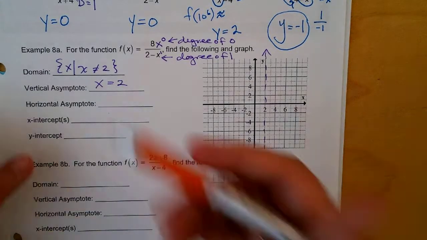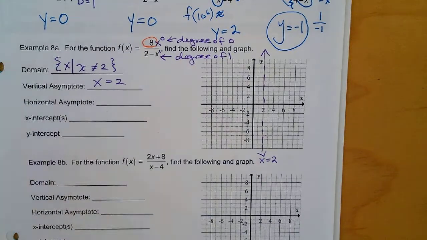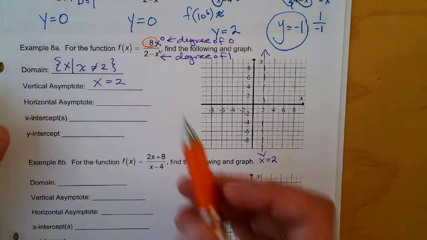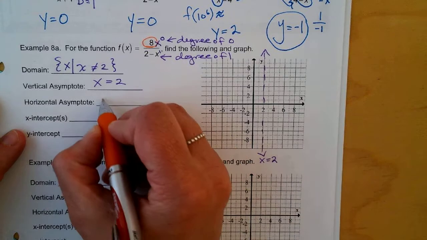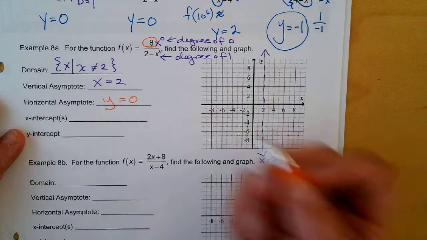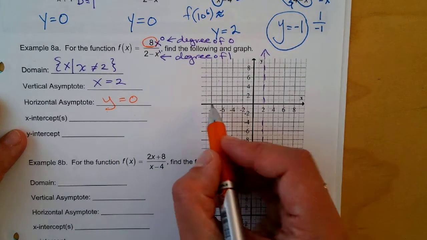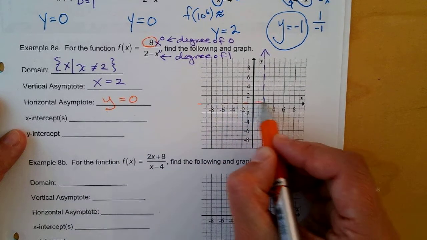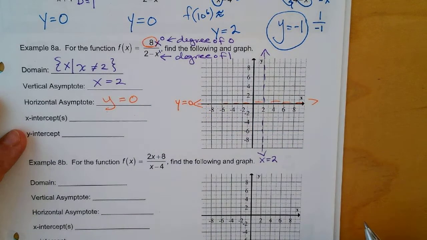So anytime you have a constant, that means you have no x's. You have x to the 0. X to the 0 is the same thing as 1. 8 times 1 is 8, right? So what is our horizontal asymptote then? Well, from our rules that we just wrote down, it was y equals 0. Y equals 0 is the same thing as the x-axis.